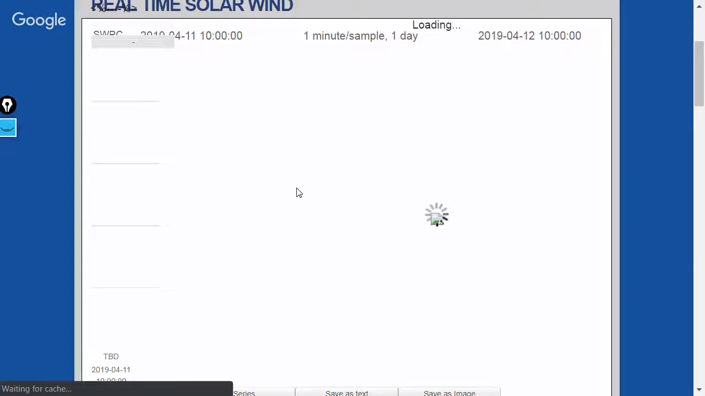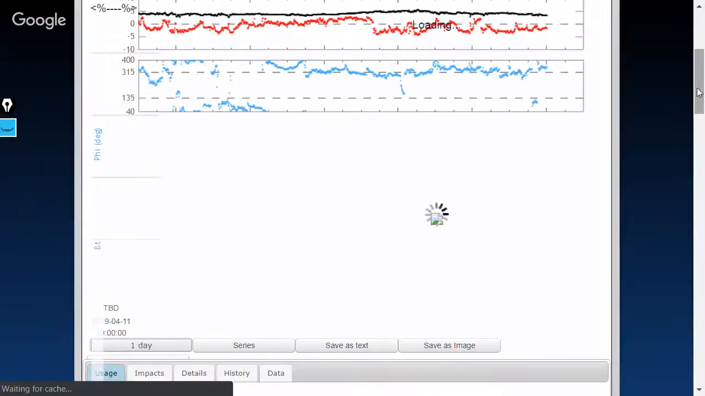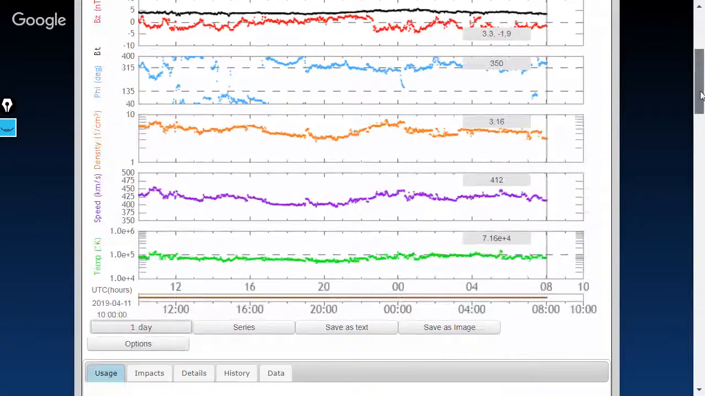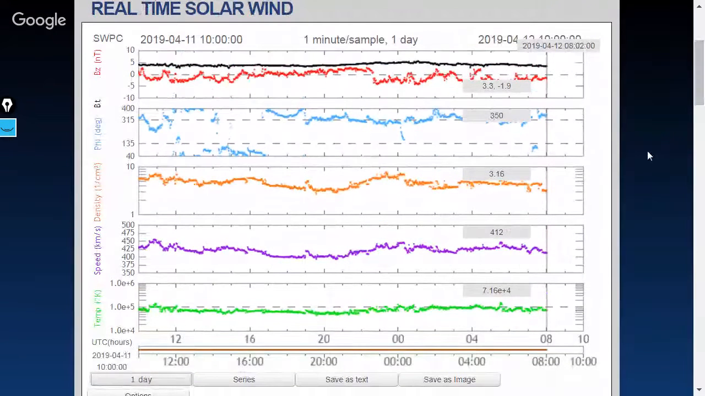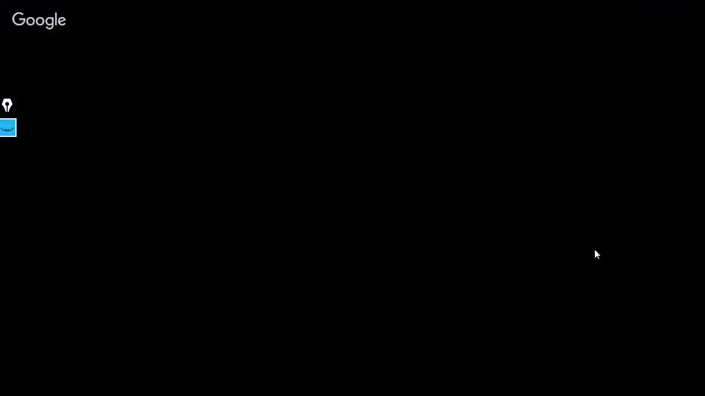Next, we'll look at the real-time solar wind here. So we see a slightly negative Z, and the BT looked like it dropped down a little bit there. It's down at 3.3 or so now. Phi angle is at 350. Solar wind density 3.16 protons per cubic centimeter. So that's a downtick from yesterday. And solar wind speed 412. So pretty low levels of activity there, folks.